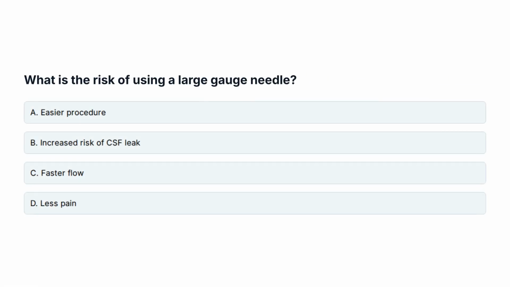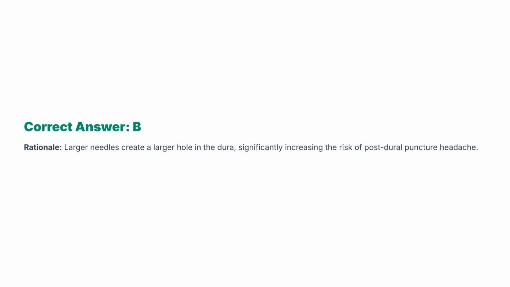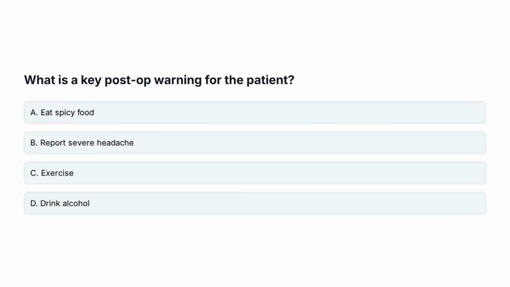What is the risk of using a large gauge needle? The correct answer is B. Larger needles increase the risk of post-dural puncture headache due to a larger hole in the dura, leading to increased CSF leakage. What is a key post-op warning for the patient?